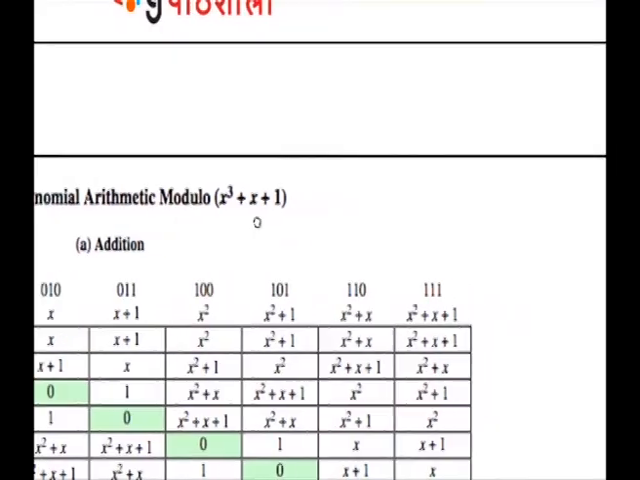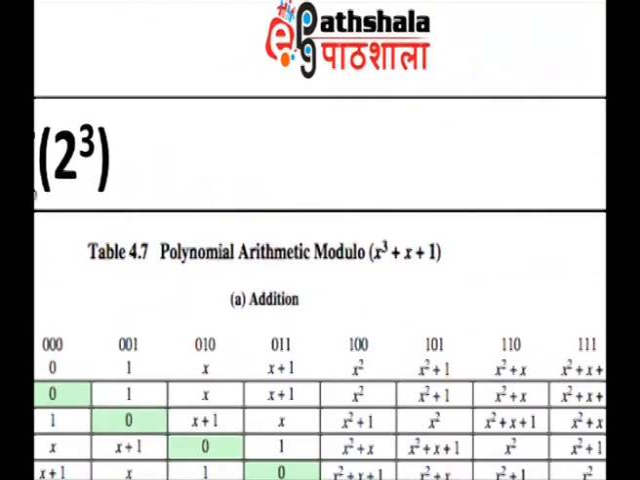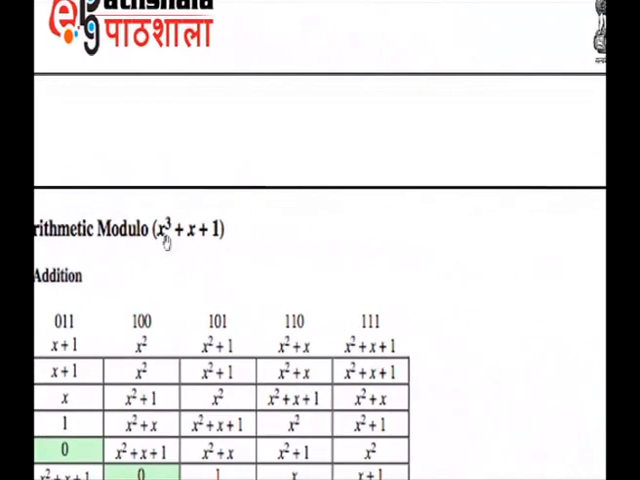so here, in polynomial arithmetic modulo, we can see x cube plus x plus 1. When I am taking GF, Galois field of 2 power 3, I am taking x cube plus x plus 1, which is nothing but an irreducible polynomial. What is an irreducible polynomial? A polynomial that has no divisor except itself and 1. So this is going to play an important role in performing the modulo operation.